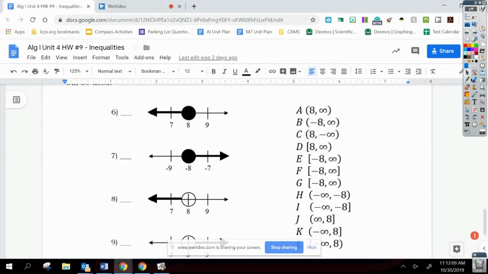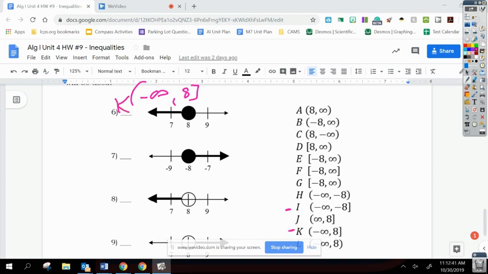Last questions asked us to match. We'll know which ones these are because they're filled in. So I need to have some sort of brackets if they're filled in. If you have filled in and you do just parentheses, you did it incorrectly. So let's look at 6. Which is going from negative infinity on that side and 8 on that side. It's filled in. So we're looking for something like this. Negative infinity on the left, bracket on the right. Now it's negative 8. Negative infinity on the left, bracket on the right.